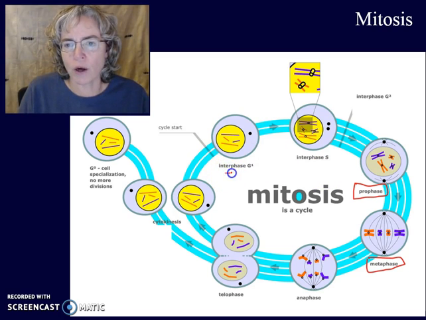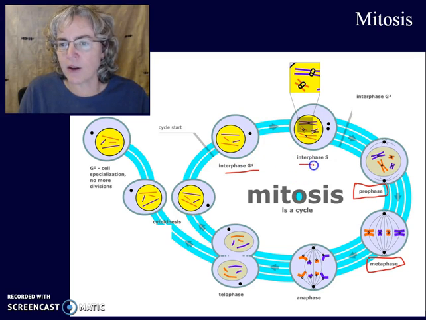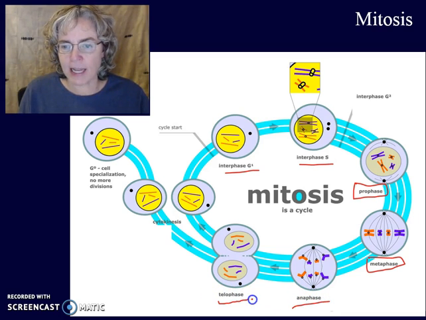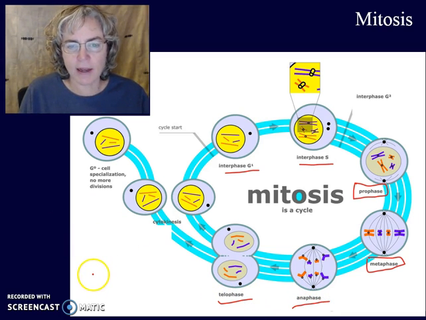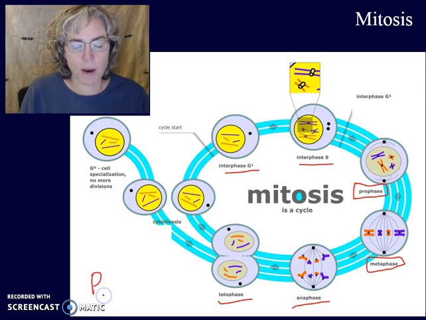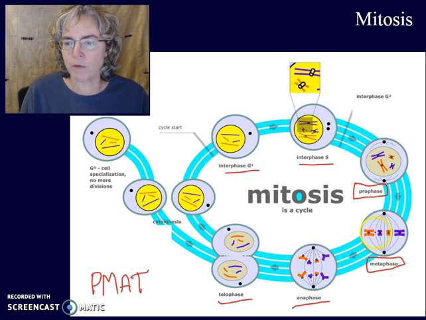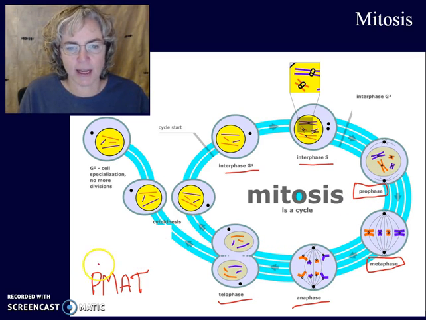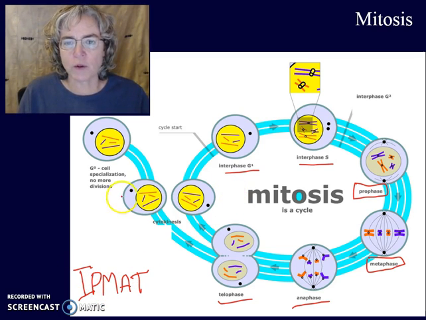So here's our G1 phase. We just talked about our growth phase in interphase, and then our S phase where DNA is being replicated. But then in mitosis, we've got prophase, metaphase, anaphase, and telophase. And I remember that by just remembering the word PMAT. So you can remember the order: prophase, metaphase, anaphase, and telophase. You can also add IPMAT so that you've got interphase in there too.